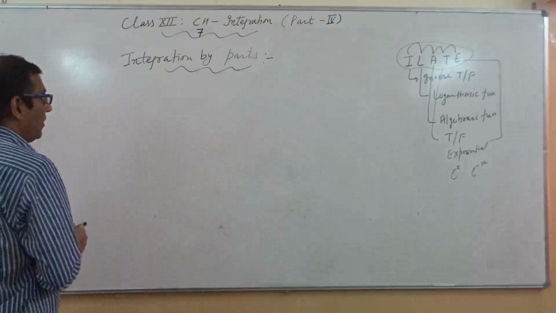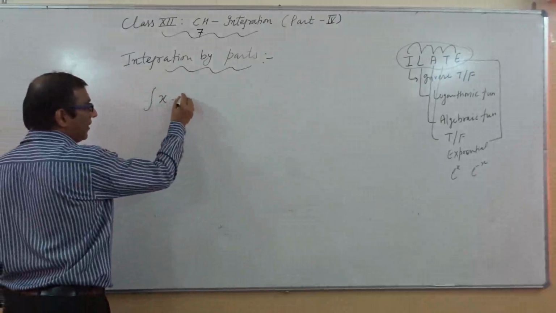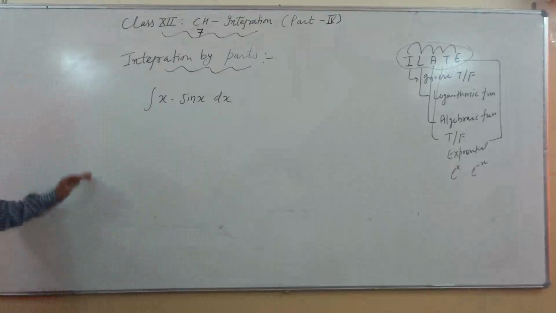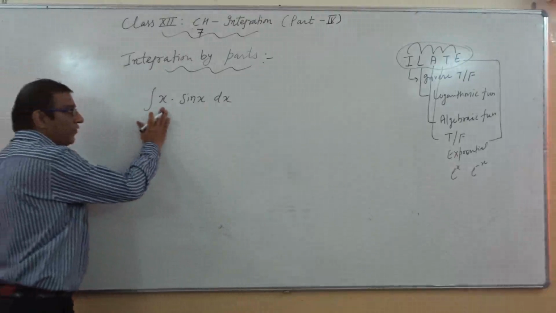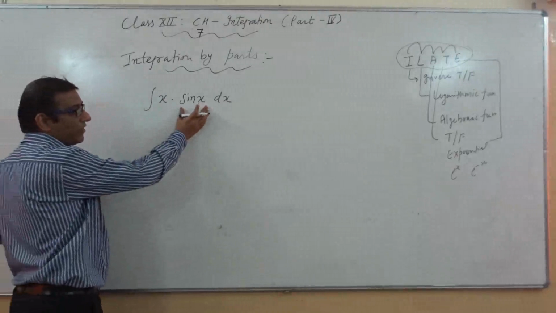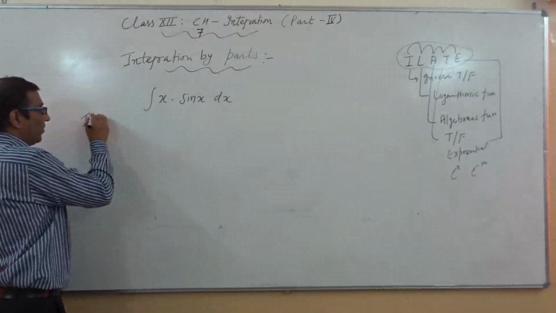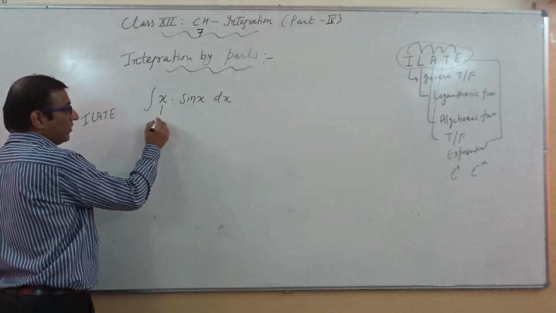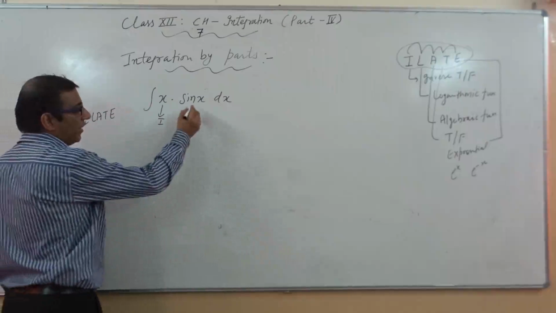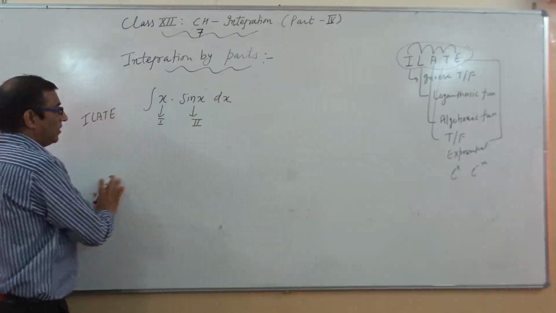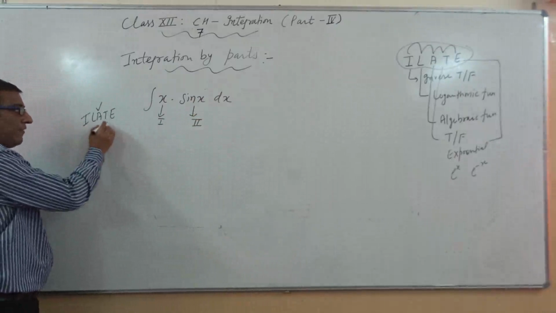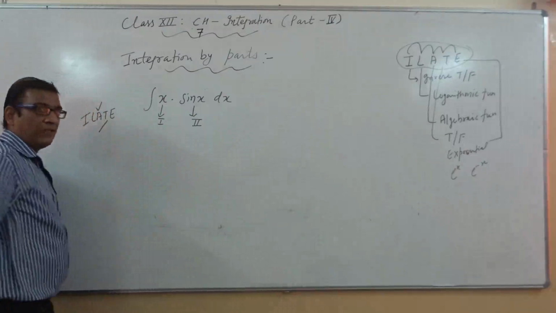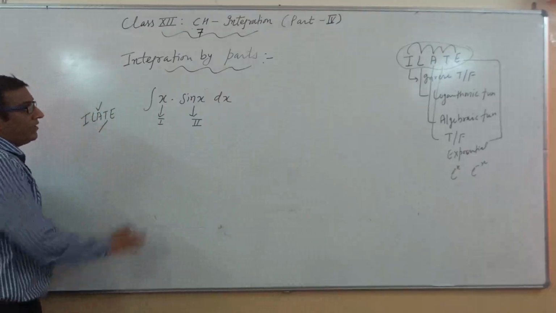So for example, if we have to integrate x into sin x dx, how can we apply this concept? As we know very well, x is the algebraic function and sin x is the trigonometric function. So as per the concept of ILATE, x is our first function and sin x is our second function. First we will count the algebraic function and then the trigonometric function. After that we will do the integration. But some limitations are also there related to this concept.